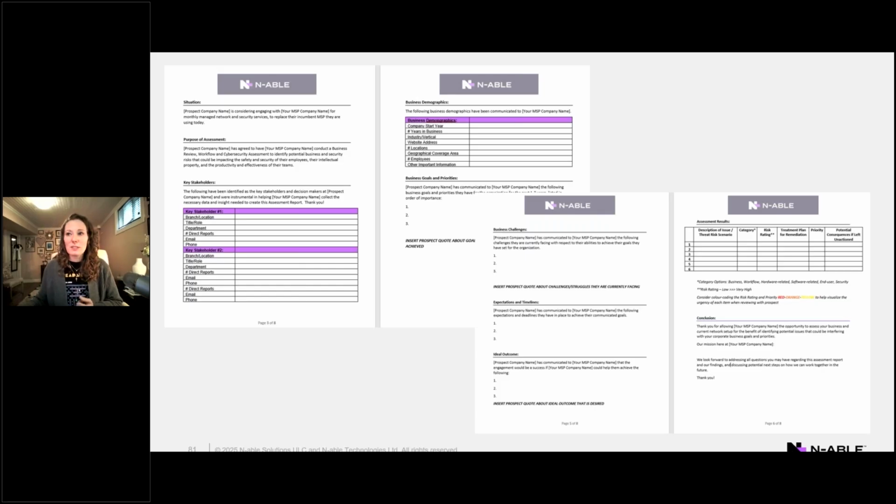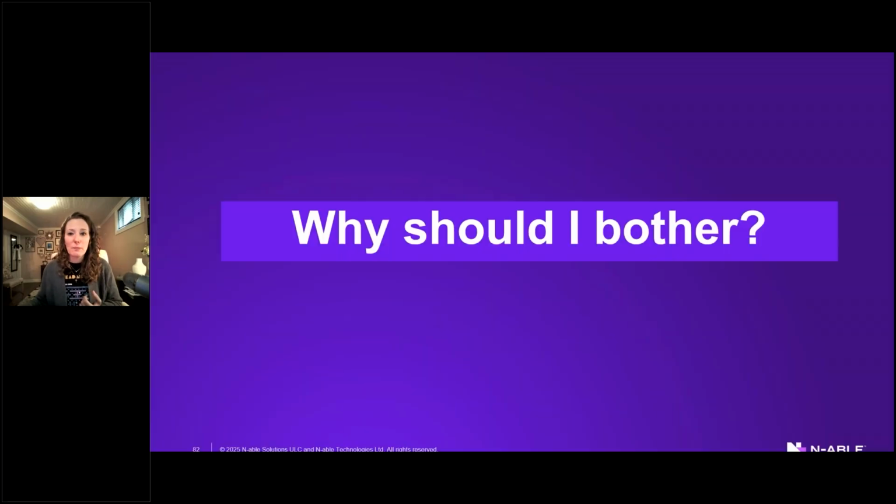So again, this template's there. Hopefully, if you find it useful, you can download it.